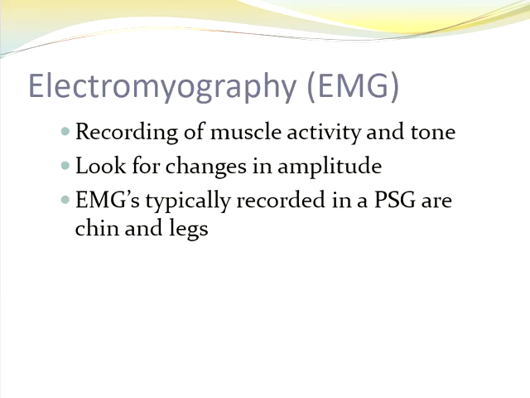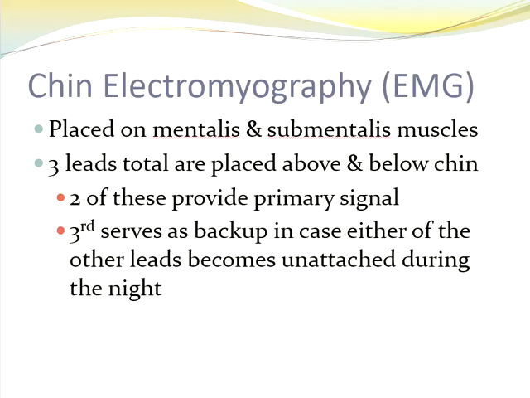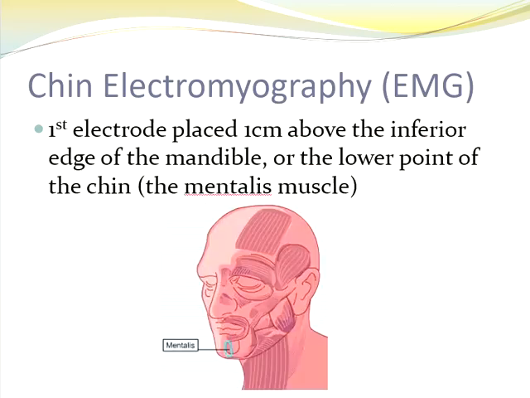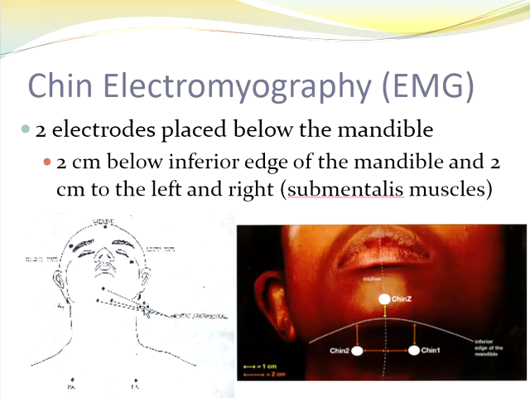Electromyography, or the recording of the muscle tone, is monitored on both the chin and the legs. The chin electrodes are placed on the mentalis and submentalis muscles. There are 3 leads total, 2 of which are providing the primary signal, and the third one acts as a backup in case one of the other ones becomes detached, because these do fall off fairly easily. So the first one is placed on the mentalis muscle, which is about a centimeter above that bottom ridge of the jaw. And then the submentalis is on the bottom of the jaw. So essentially you want to make a 2 centimeter triangle among all of these.